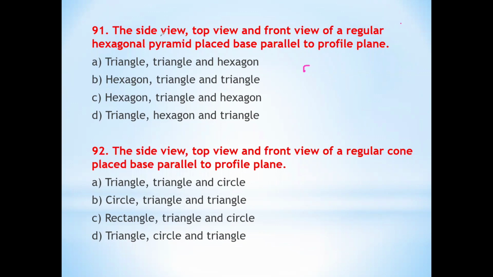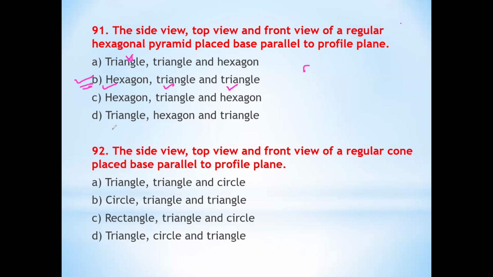Side view triangle is not possible, because if we rest its base on the profile plane, then the side view must definitely be a hexagon. So this option is not correct. Next, side view hexagon is correct. Then the top view: as it is a pyramid resting on the profile plane, the top view is also a triangle. Then the front view will also be a triangle. So this option is correct. B is the correct one.